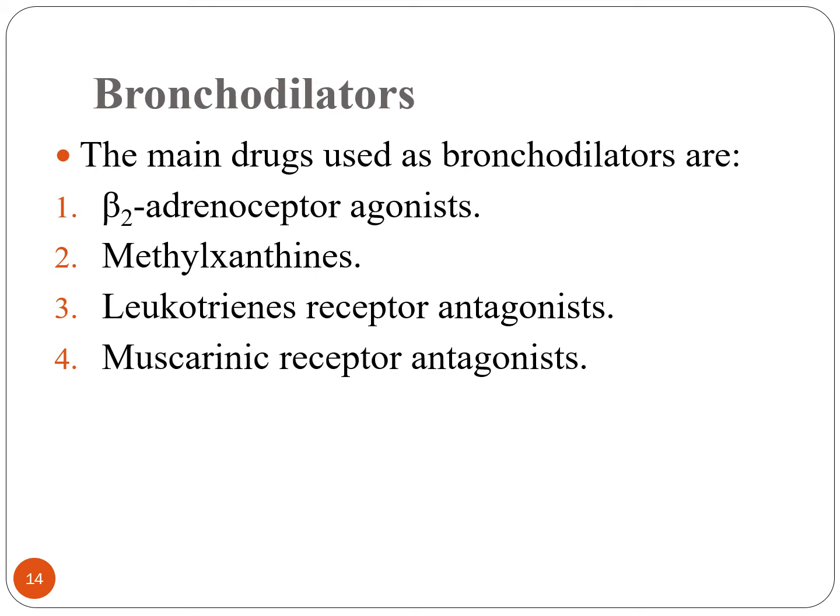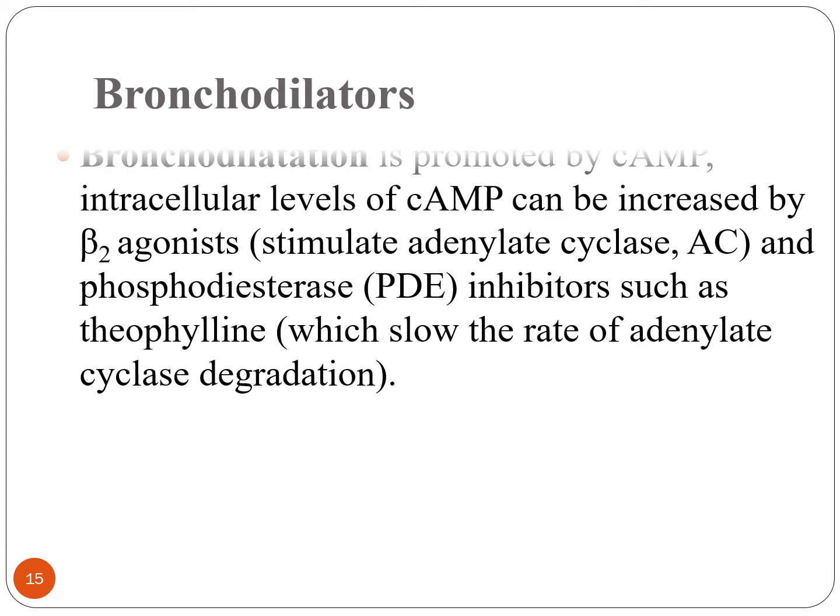We know that vagal stimulation through the muscarinic receptor can stimulate bronchoconstriction. So by blocking the muscarinic receptor, we can provide bronchodilation. Bronchodilation is promoted by the increase of the second messenger, cyclic AMP. The increase in intracellular levels of cyclic AMP is the main trigger for bronchodilation, and this can be stimulated by beta 2 receptors, because beta 2 receptors stimulate adenylate cyclase, as we know.